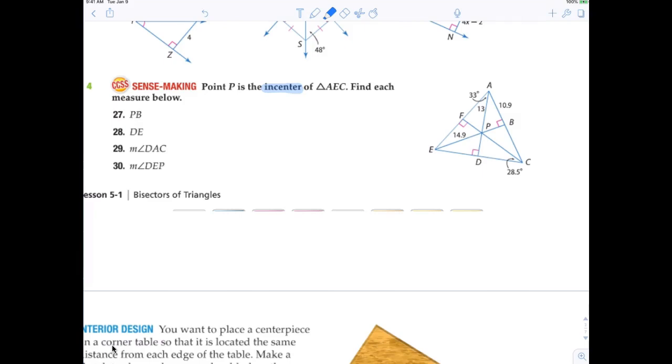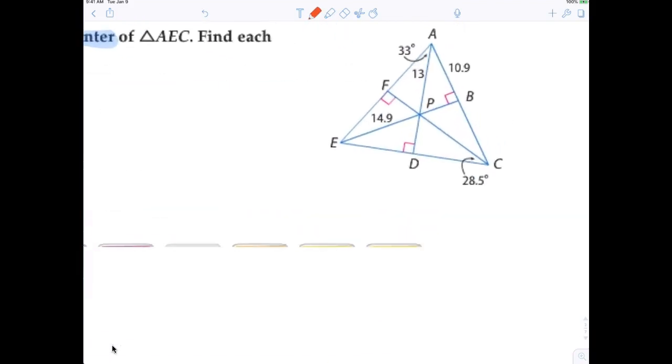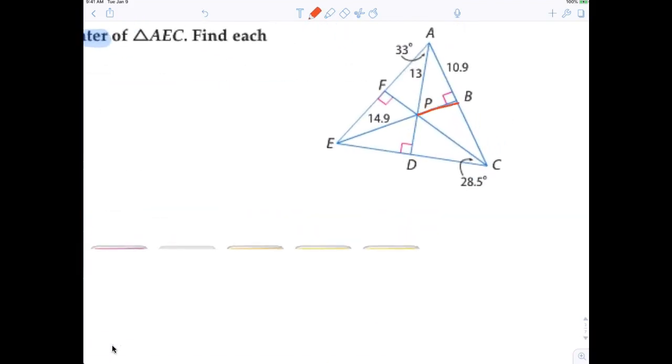Yesterday we did the circumcenter and the incenter. The incenter means that it's equidistant from the sides of the angle. So he's asking me specifically about question 27, correct? So because this is the incenter, PB is the same as PD and PF. Thank you very much. Perfect. Anybody have any questions with that?